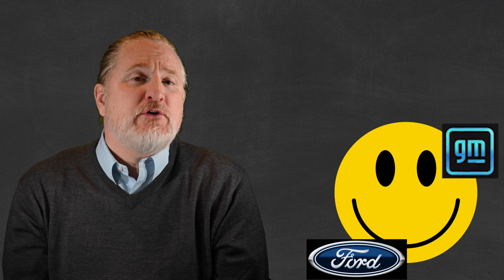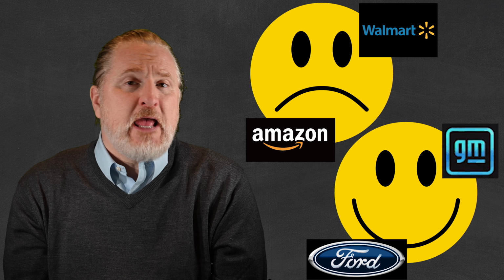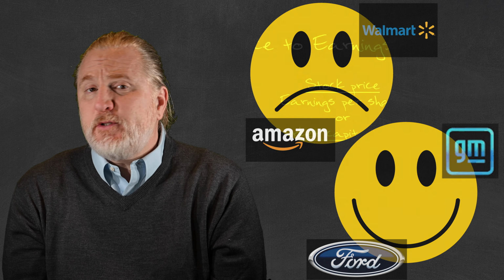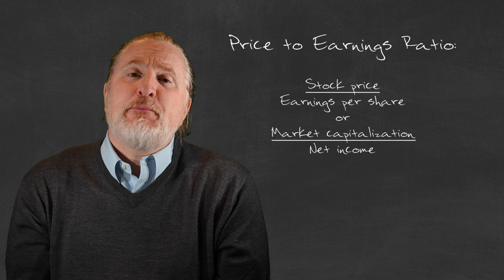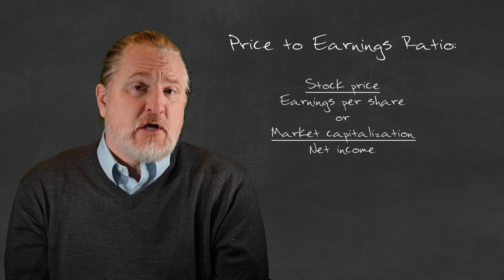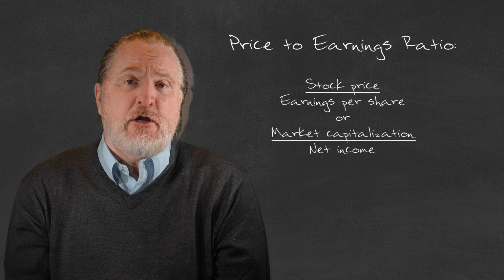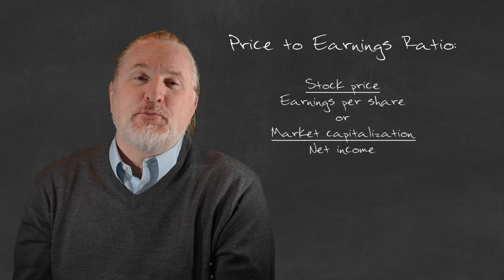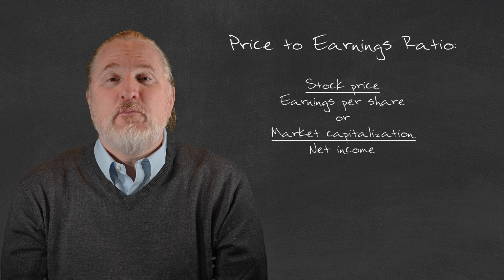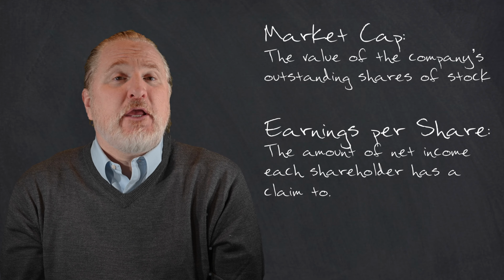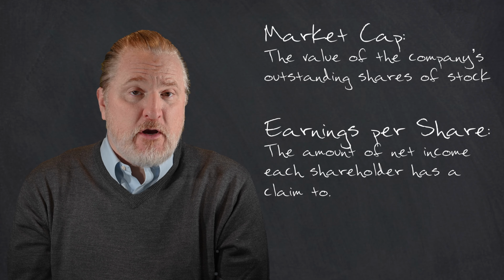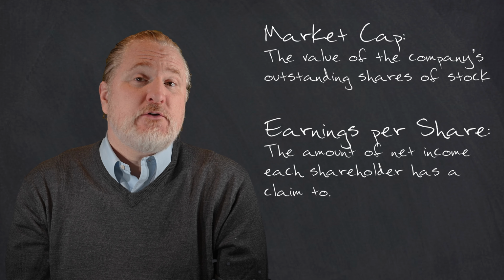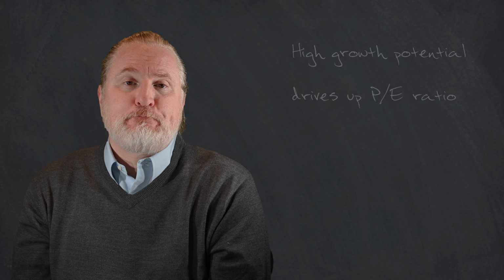We could probably use this method for GM and Ford, but we certainly couldn't use it for comparing Walmart and Amazon because they just aren't similar enough. The PE ratio is simply the selling price per share of a company's common stock divided by its earnings per share. We could also divide the firm's market capitalization by its net income to get the same ratio, since market cap is just the number of shares times the share price, and net income is just the shares times the earnings per share. This ratio represents the price today of $1 in earnings for the company in question.